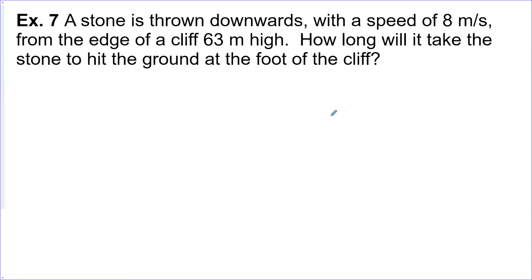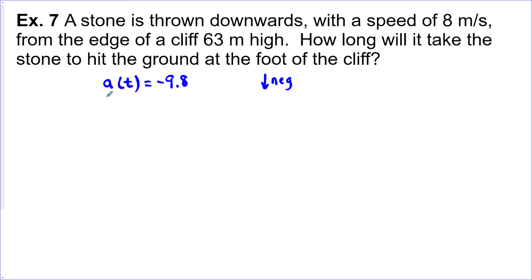A stone is thrown downwards with a speed of 8 meters per second from the edge of a cliff 63 meters high. How long will it take the stone to hit the ground at the foot of the cliff? Now we could start off with our acceleration equation here and say that acceleration is negative. So negative meaning downwards towards the ground.